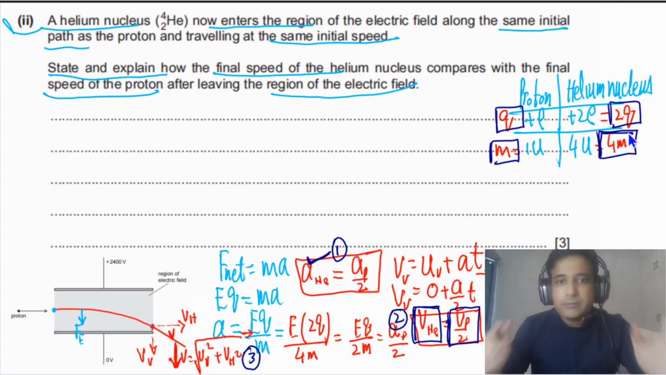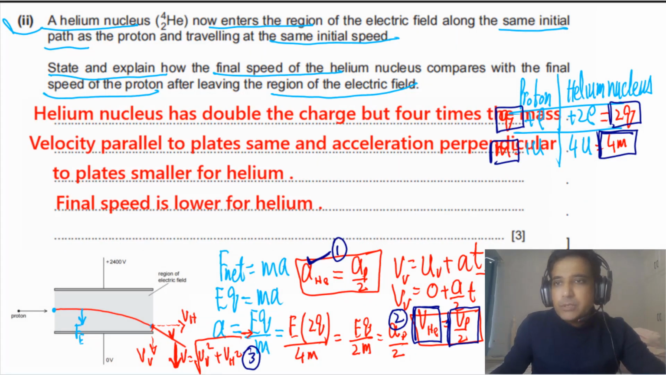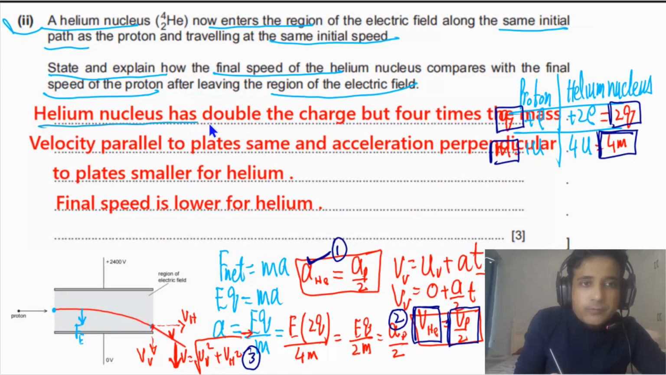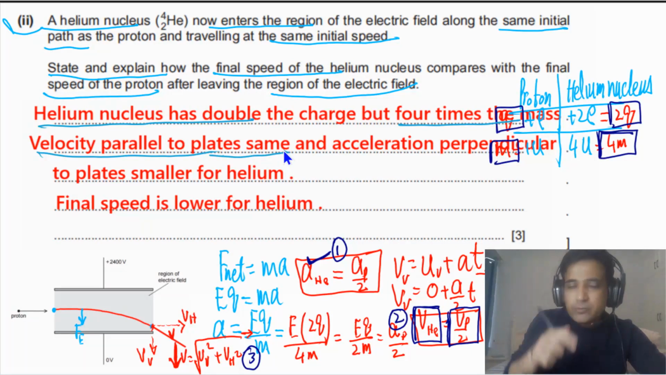In the answer, you can talk about the helium nucleus. First of all, the comparison: the helium nucleus has double the charge and 4 times the mass. Velocity parallel to the plates remains the same, meaning the horizontal component of velocity remains the same because there is no force along the horizontal. The electrical force is only acting along the vertical, like gravity. Acceleration perpendicular to the plate is smaller for helium, as we have seen here. So the final speed is lower for helium.